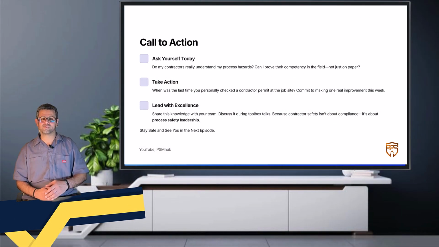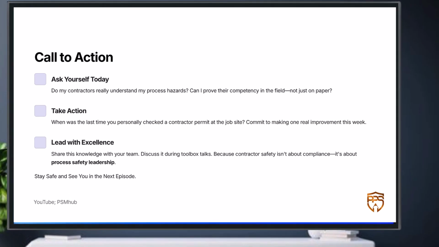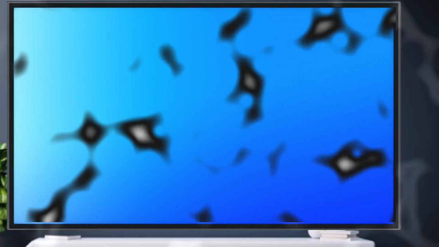So here is the call to action. As a safety specialist, ask yourself today: do my contractors really understand my process hazards? Can I prove their competency in the field and not just on paper? And when was the last time I personally checked a contractor permit at the job site?